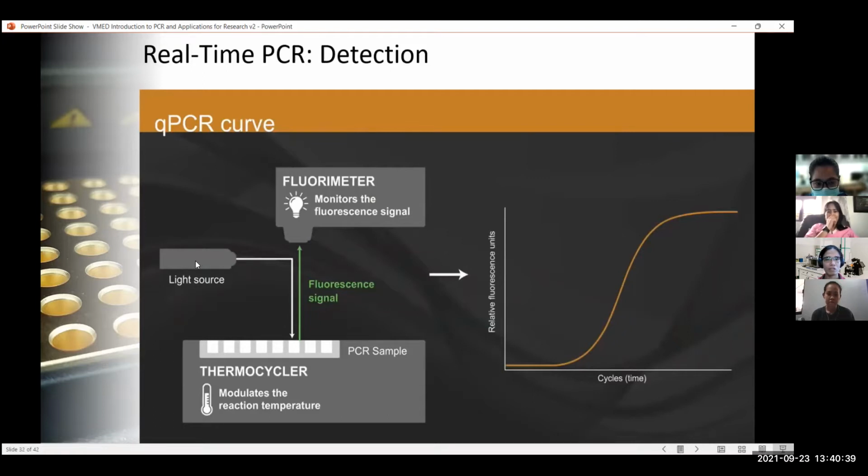Real-time PCR machines usually have a light source. They will shine that light source on your PCR sample. Then all the positive samples will fluoresce, and that will be detected by the fluorometer. So this is what your graph will look like. It's an exponential graph. So if you see an amplification, then it's likely positive.